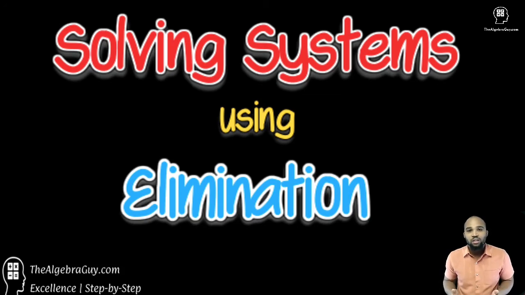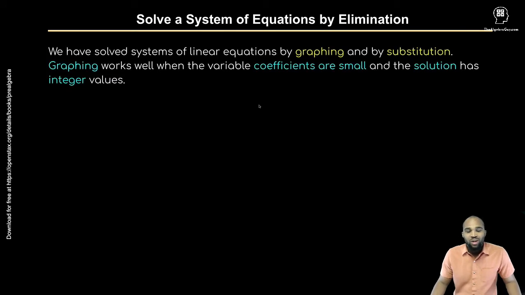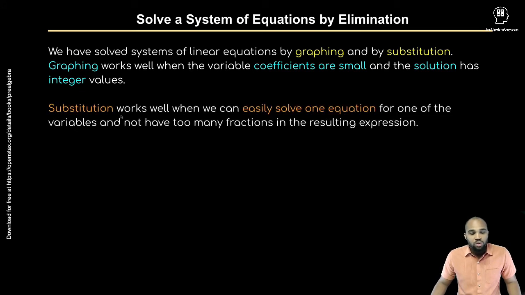So we've talked about solving systems of equations through graphing, through substitution, and now finally through elimination. So let's get into it. Again, we're talking about Technique 5C of solving systems of linear equations. What does it mean to solve it by elimination? Substitution works sometimes.